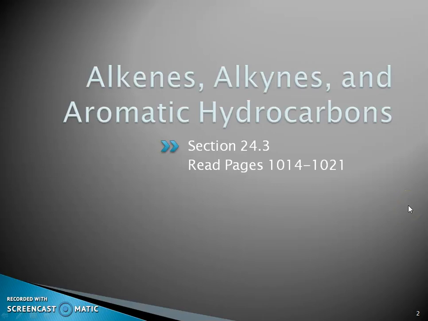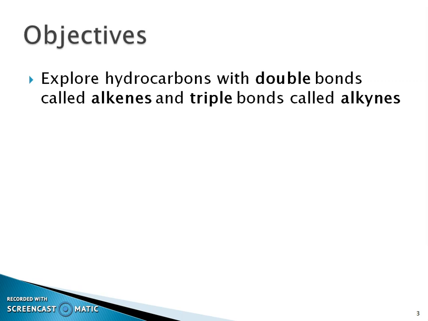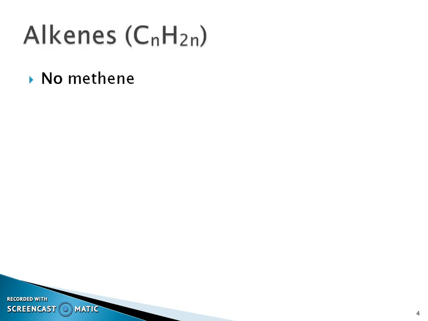This is Mrs. O'Neill for AP Chemistry, Chapter 24, Section 3, Alkenes, Alkynes, and Aromatic Hydrocarbons. In this section, you're going to explore hydrocarbons that contain double bonds, which we're going to call an alkene, and a triple bond, which we're going to call an alkyne. So again, pause the video, fill in the blanks, read as you write, and then play to hear my words.